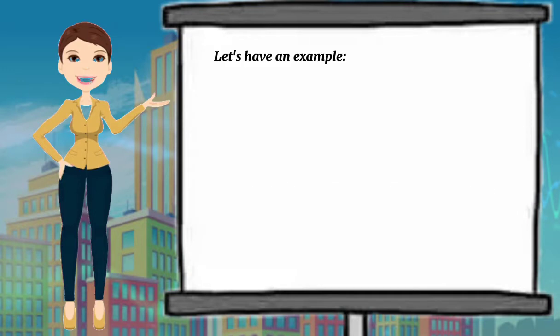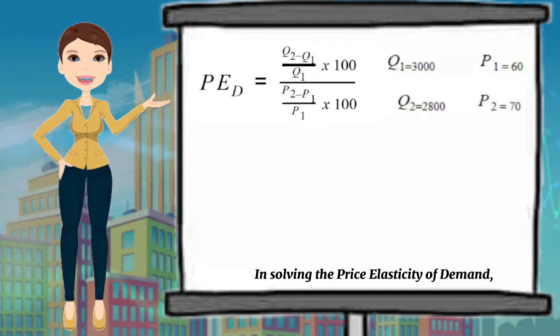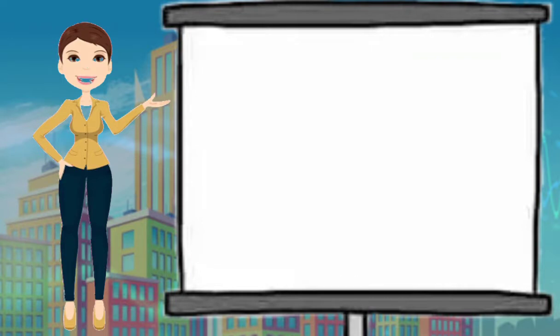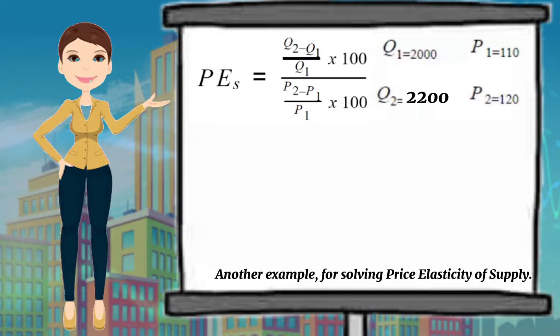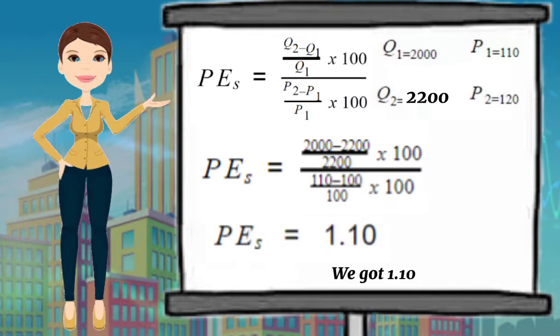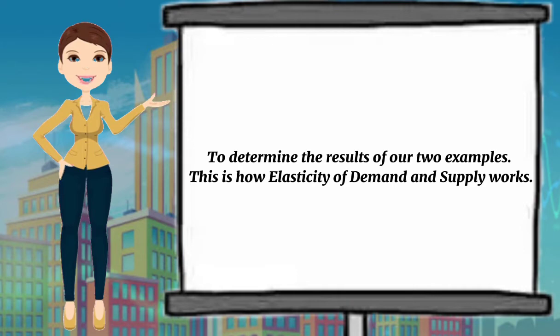Let's have an example. In solving the price elasticity of demand, given the price and quantity demanded, substitute the following. We got 0.4. Another example, for solving price elasticity of supply, given the price and quantity supplied, substitute the following. We got 1.10.